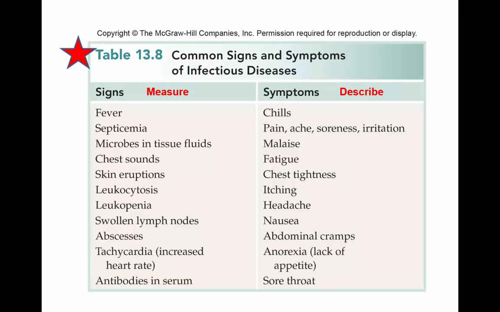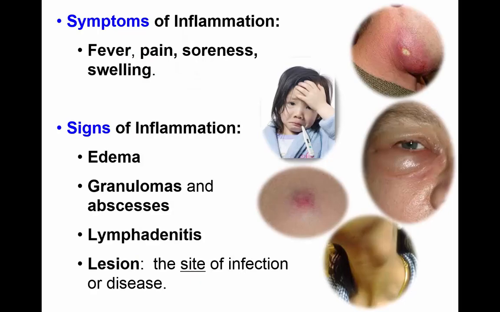And here you have the same table in your book. You see some of the different signs: fever, chest sounds, swollen lymph nodes, abscesses, tachycardia. But your symptoms would be how you describe how you feel. You know, I'm nauseous, I itch, I have a headache, my throat hurts, those kinds of things. So again, symptoms and signs.